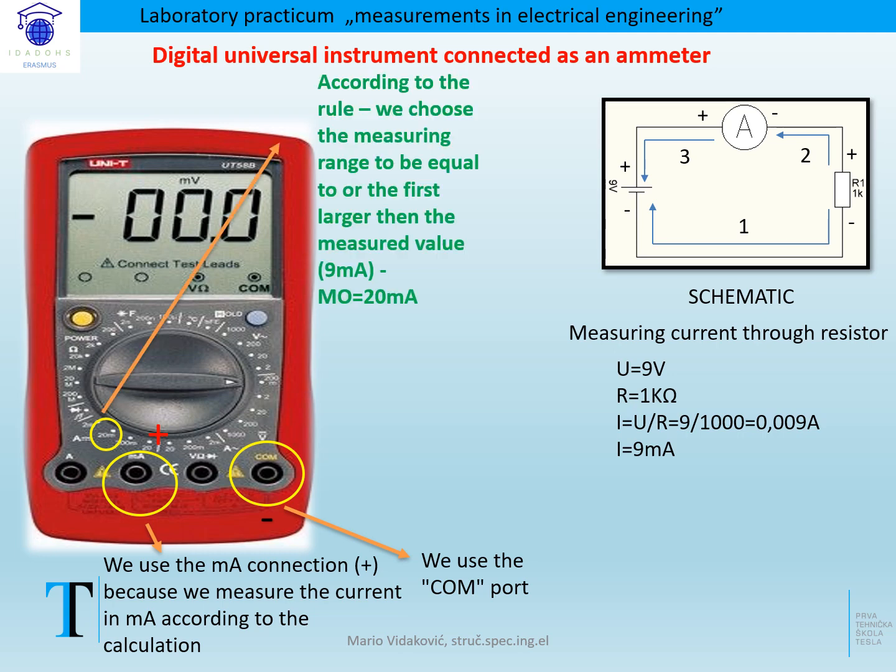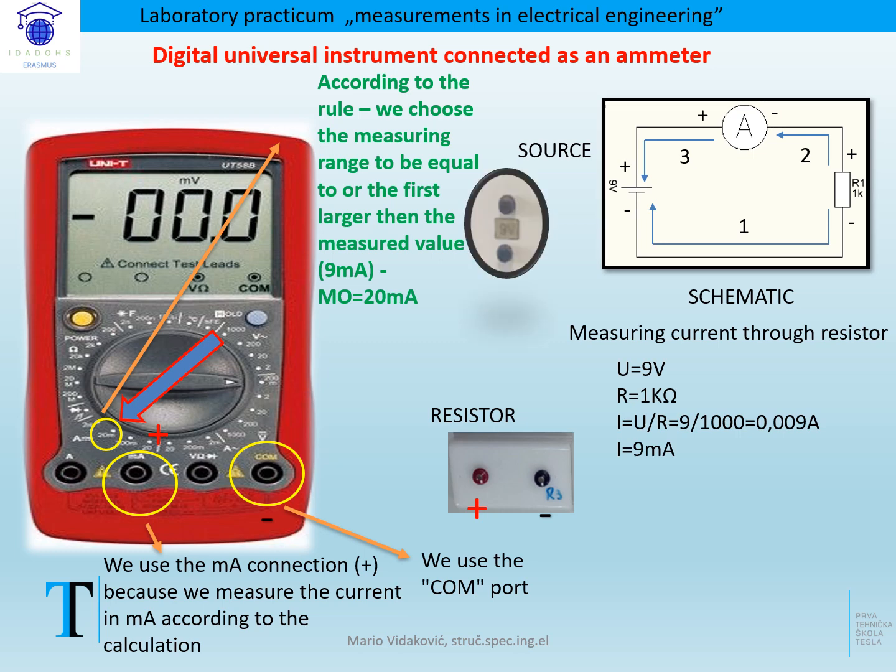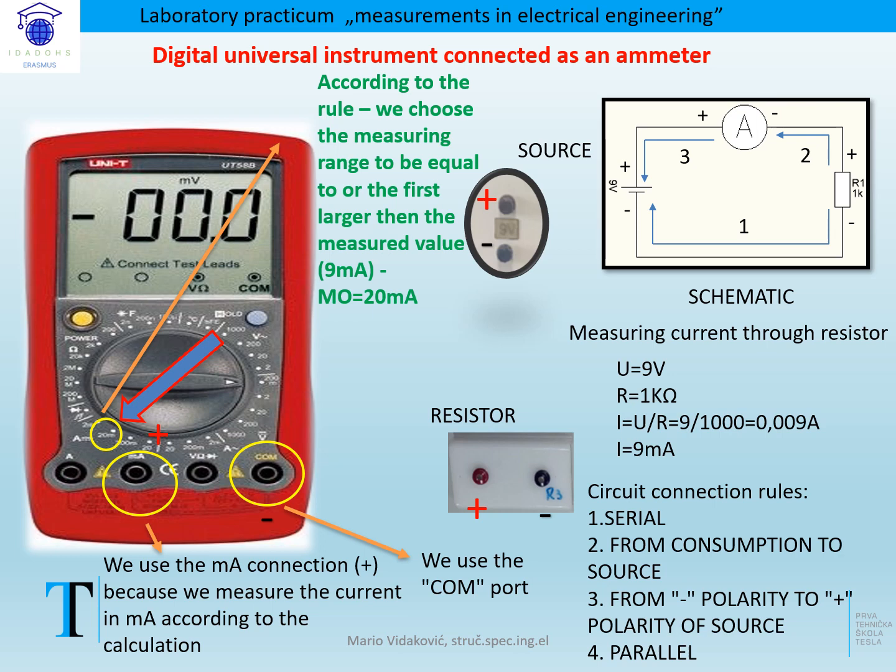According to the rule, we choose the measuring range to be equal to or the first larger than the measured value. We have to measure 9 milliamperes, and the first measuring range is 20 milliamperes, like that on the switch. We have got the resistor and its polarity. Red is the plus and black is the minus. The source is also red the plus and black the minus.